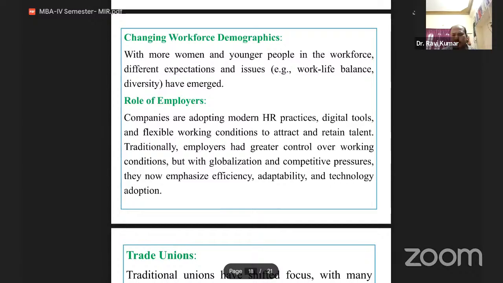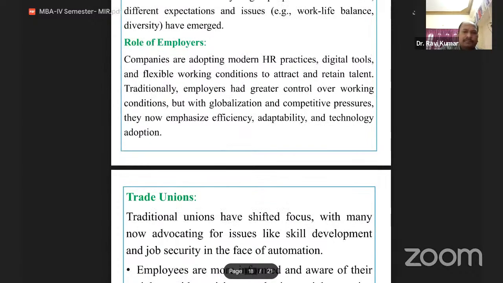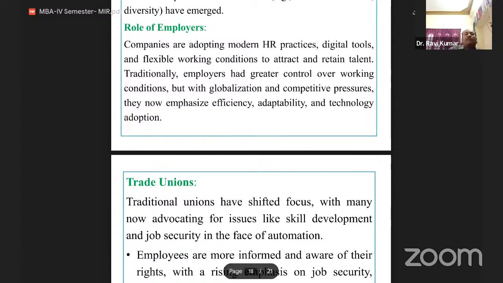In the role of employers, what are the roles of employers? Now the companies are adapting modern HR practices. Modern practice means recruiting processes, selection processes, talent acquisition, digital tools, and flexible working conditions to attract and retain the talent.